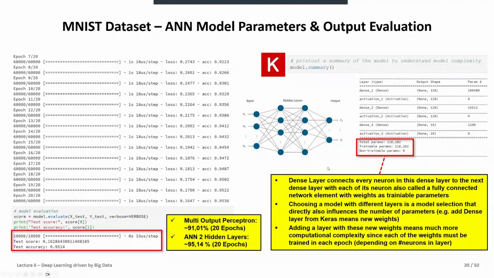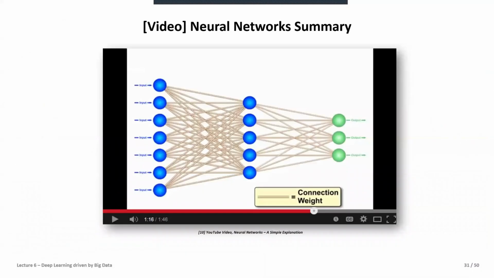However, for computational complexity, you also have to understand now that we have 118,000 trainable parameters, right? Compared to the 7,900 or so we had before. Hence, much more computing is required.